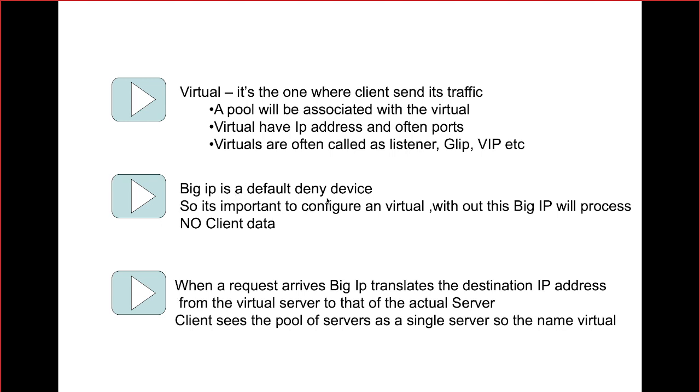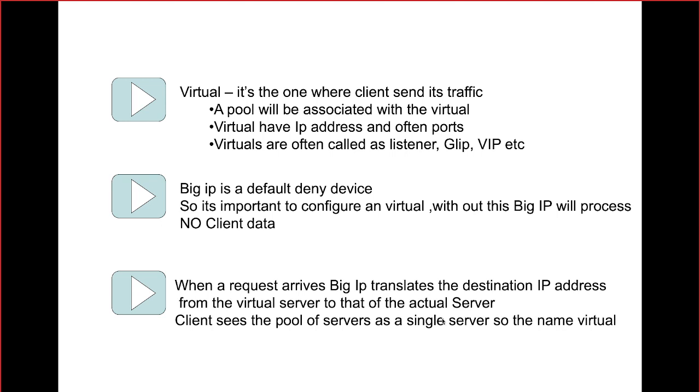So BIG-IP is a default deny device. That means no traffic is going to be permitted to pass through. You remember when we were talking about security devices like your ASA or any of the firewalls, by default they do not allow any traffic to pass through. Because of the adaptive security algorithm, ASA was allowing traffic from a higher security level to a lower security level even without a policy. But basically a security device is not going to permit any traffic until certain configurations are explicitly done on the device. So what we have to do is configure a virtual server. Without that, the BIG-IP is not at all going to process any of the client data received on the external interfaces.